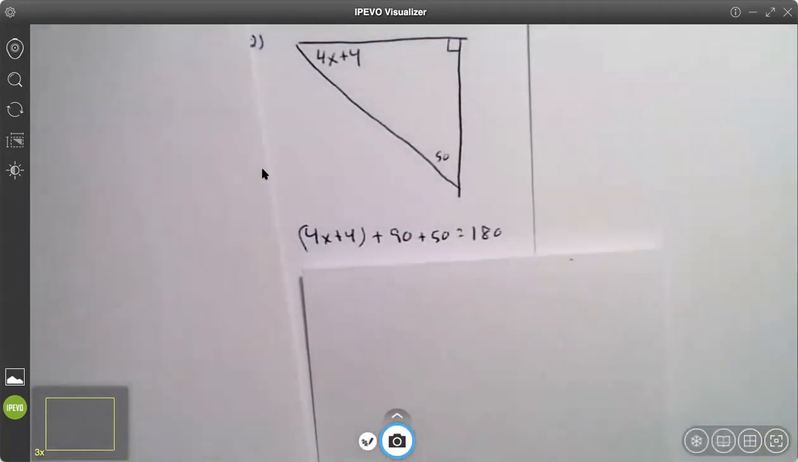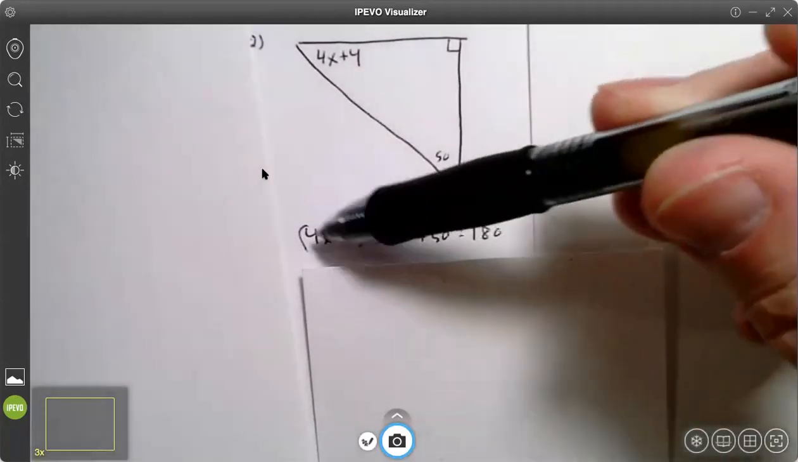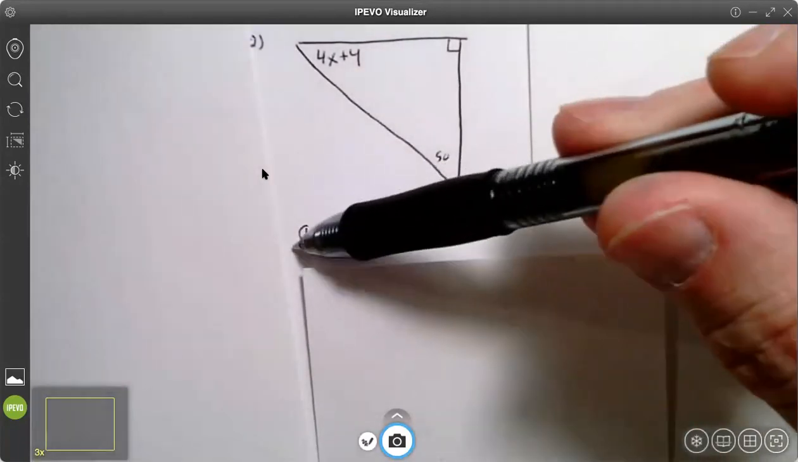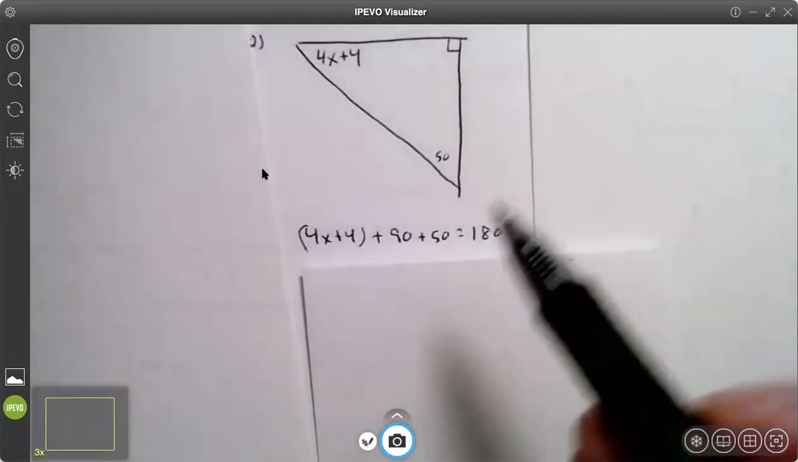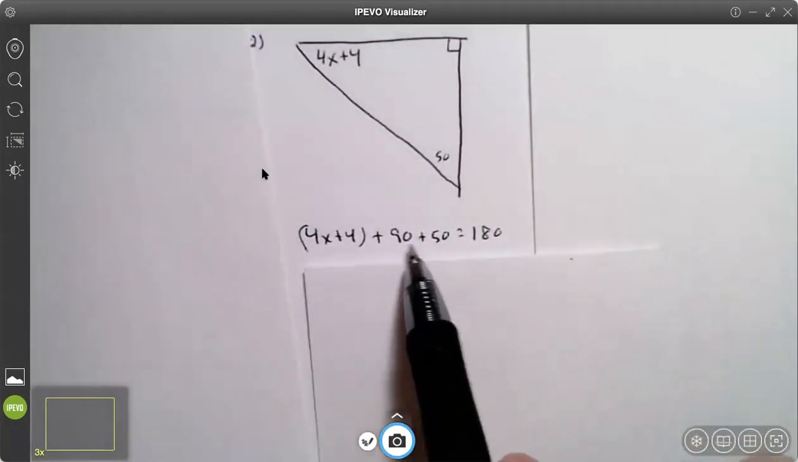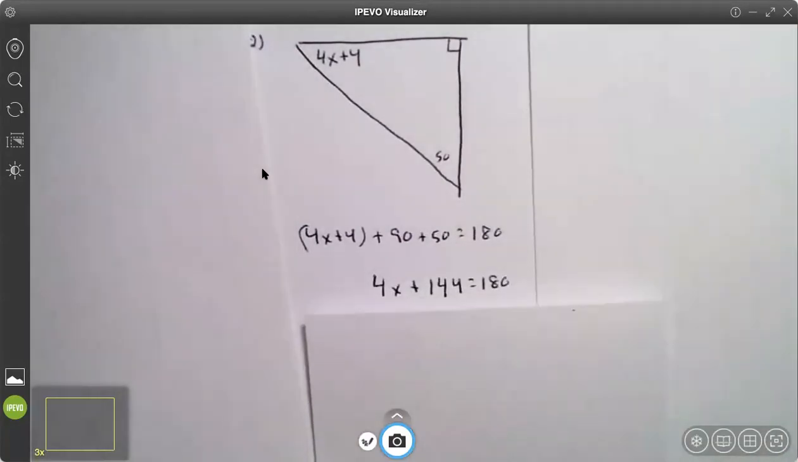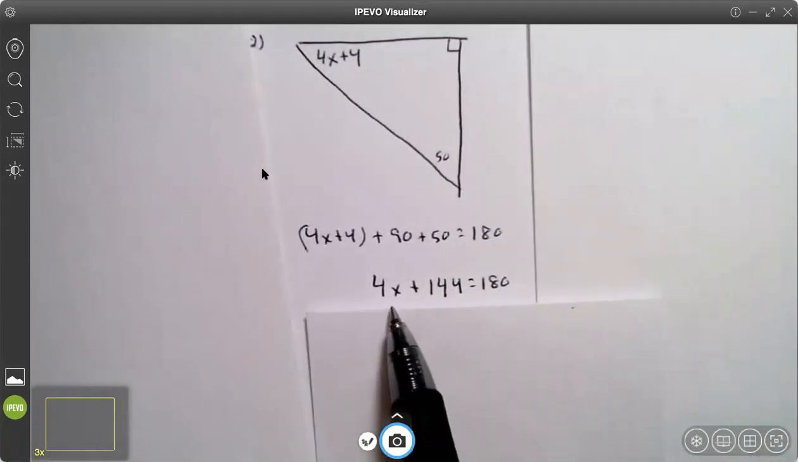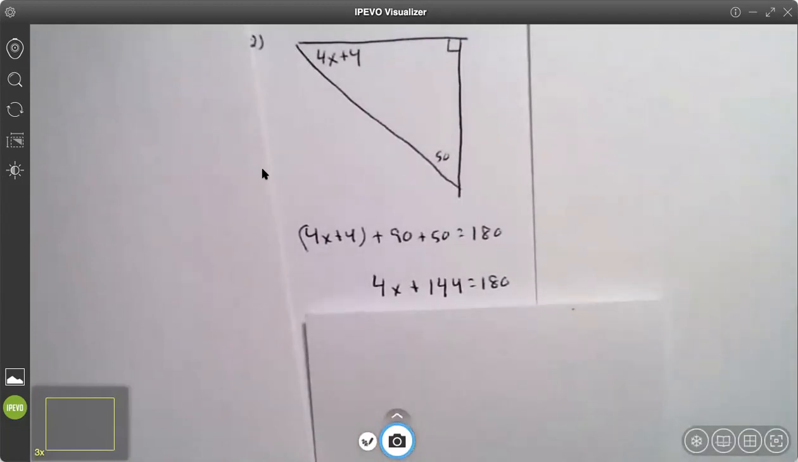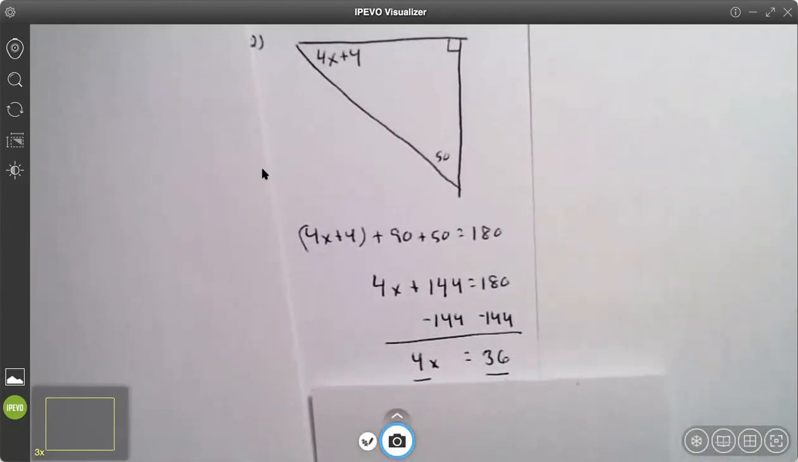So I do that. Now, when I get ready to solve this equation, these parentheses end up being useless because I don't have a distributor. So I can ignore them and combine like terms. 90 plus 50 plus 4 is 144. When I get ready to isolate the variable, I first get rid of plus 144 by subtracting 144. To get rid of times 4, I divide by 4, and x is 9.